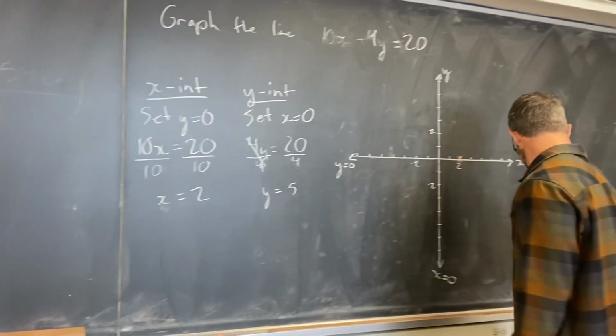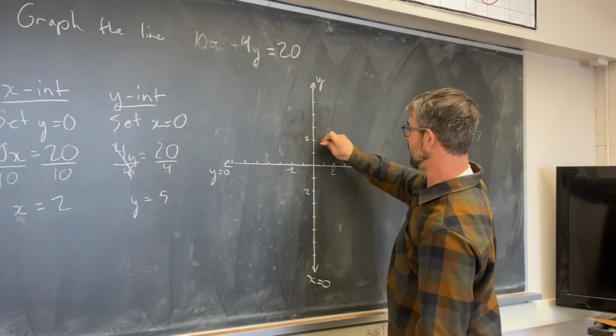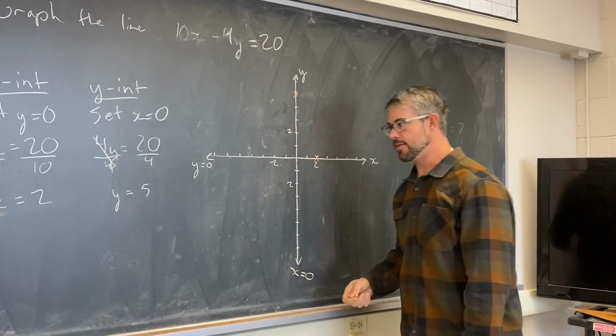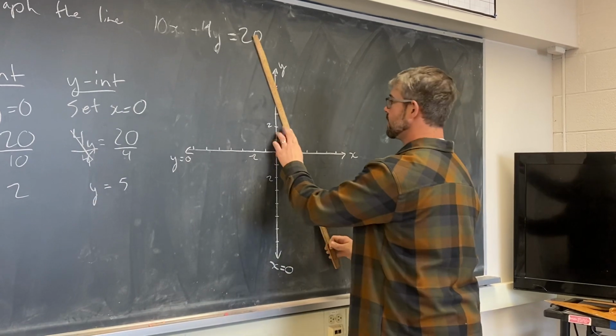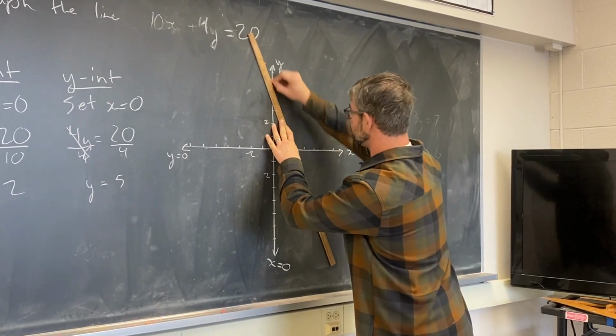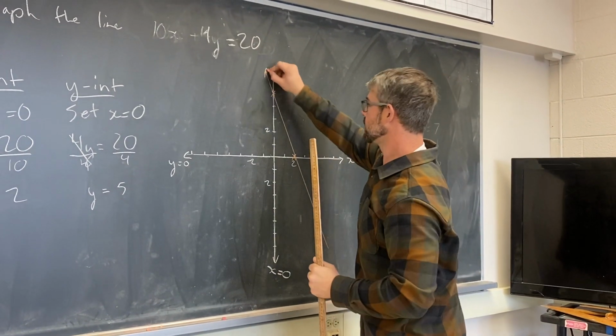So I'll go ahead and plot my y-intercept at 0, 5. And there we go, I now have 2 points. That's all you need for a line, well, that and a ruler. So now I'll connect my dots with the ruler and label my graph.